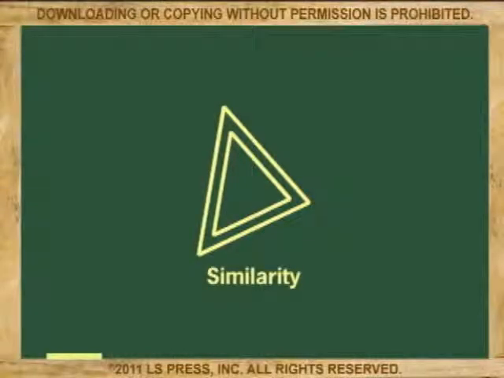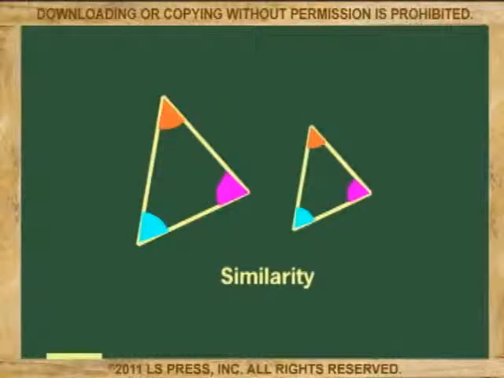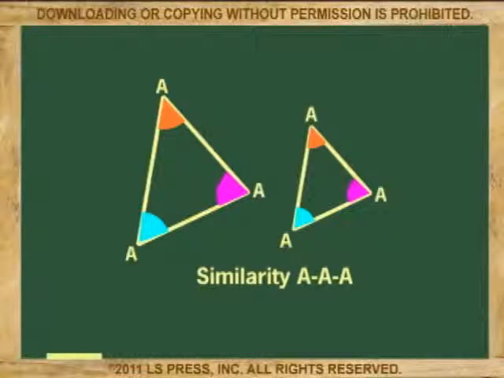Similarity is when you have the same shape of the object, but the object is either bigger or smaller. In the case of triangles then, if two triangles have corresponding congruent angles, then they are similar. This is called similarity by AAA.